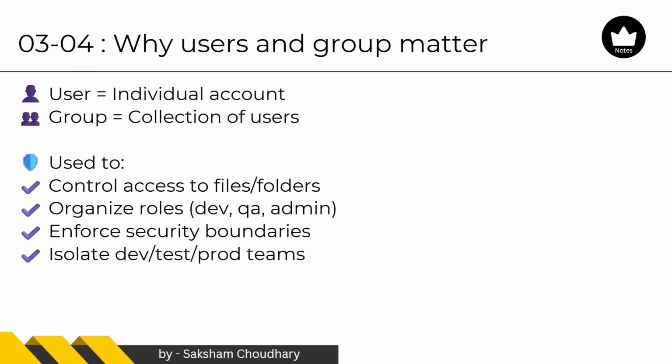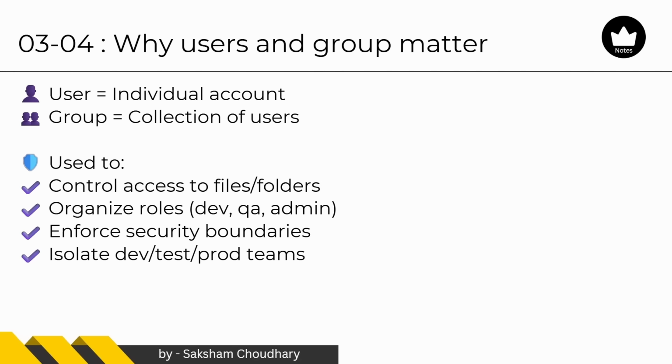It can organize the roles for your team, like your team may consist of developers, QA, admin, managers, and many more. So it will be easier for you to manage all of them if you know where to grant the permission to which user and how to assign that user to which group. It will help you isolate the environment for different groups like developers, testers, and the production team, which is how things work on the server level.